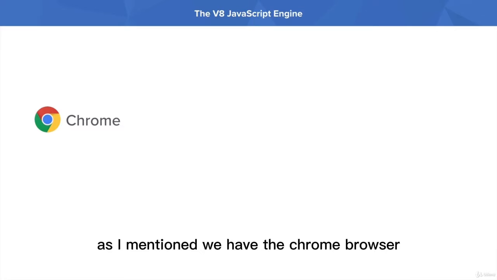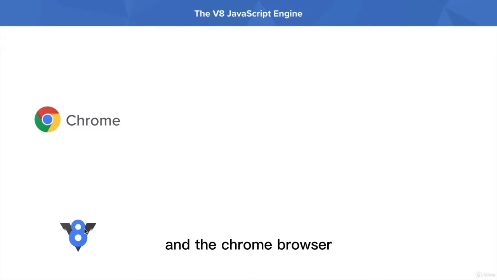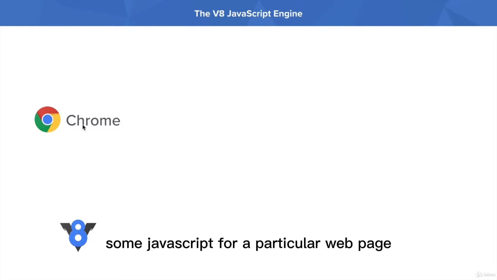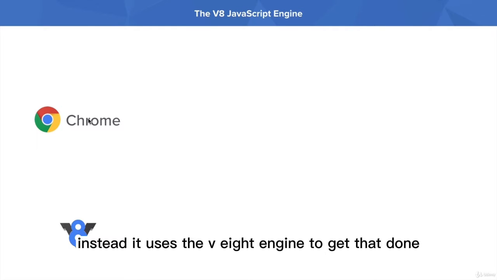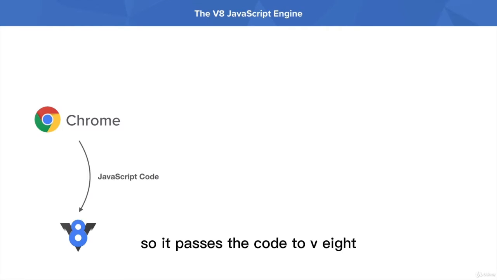As I mentioned, we have the Chrome browser, and the Chrome browser uses the V8 JavaScript engine. Now, when Chrome needs to run some JavaScript for a particular web page, it doesn't run the JavaScript itself, it can't. Instead, it uses the V8 engine to get that done. So it passes the code to V8 and it gets the results back.